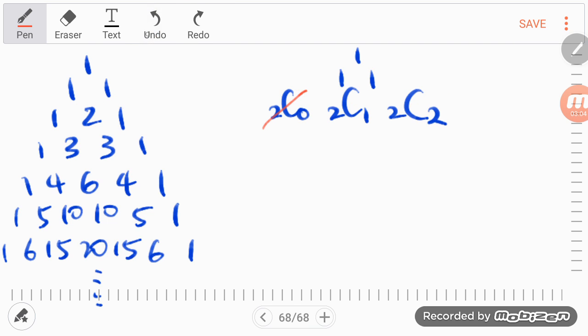Now I want you to verify with your GDC: 2C0 should be 1, 2C1 should be 2, and 2C2 should be 1. I'm going to convert all of the stuff that I have here to nCr format. That's going to take me a while, and as I'm writing this down, feel free to check these values with your GDC.